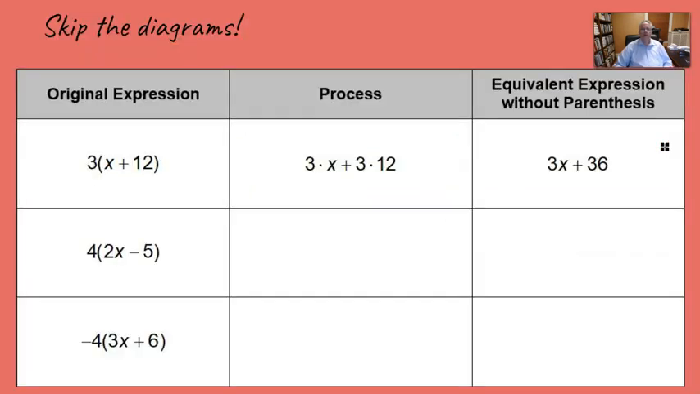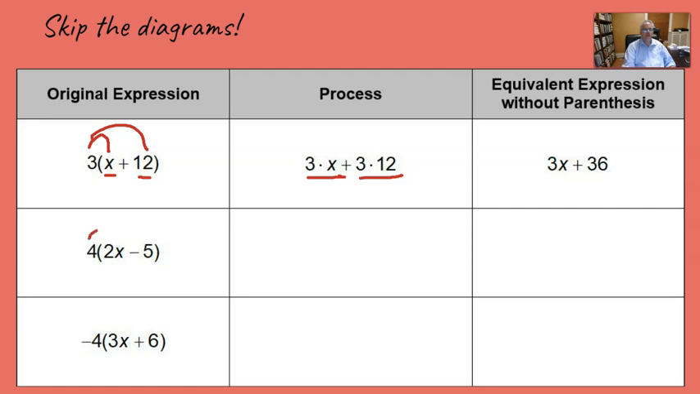All right, for here, we're going to skip drawing the diagram. For instance, in this first one, we realize that we have 3 x's and 3 12's. We have 3 groups of x plus 12, which means 3 of each. So 3 times x is 3x. 3 times 12 is right here. And if we do that, we get 3x plus 36.